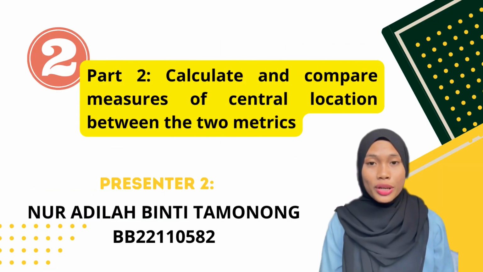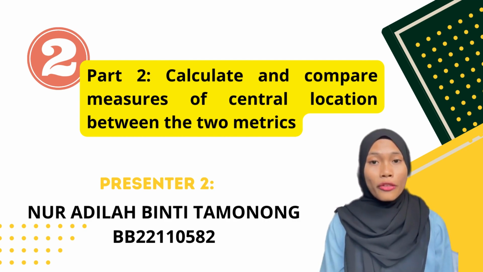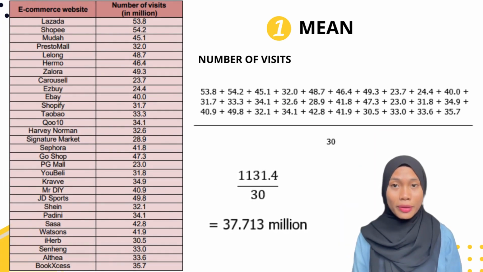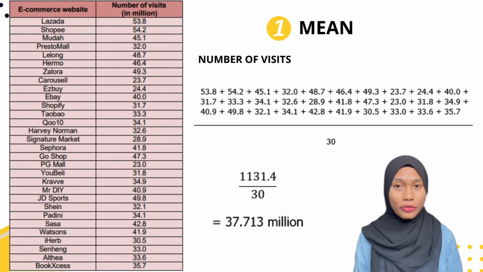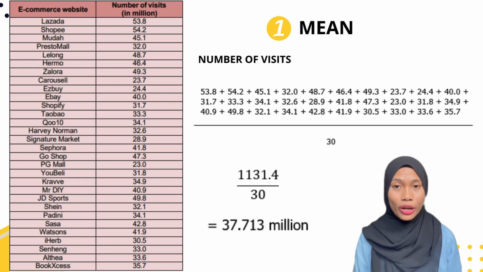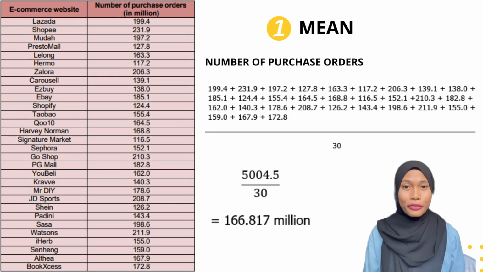For part 2, we need to calculate and compare the measure of central location of each data set. First, we have to find the mean. To find the mean for the number of visits, after we sum all the values, we need to divide by 30, which is the number of values, and we will get 37.13 million. While for the number of purchase orders, the mean is 166.817 million. From the result, it's obvious that the mean for the number of purchase orders is higher than the number of visits.